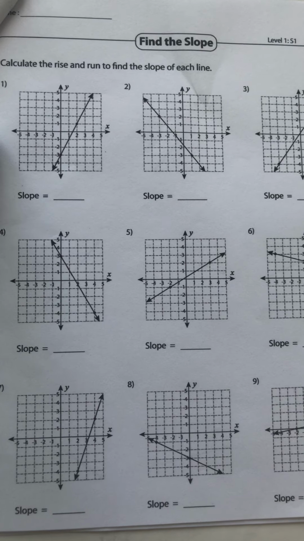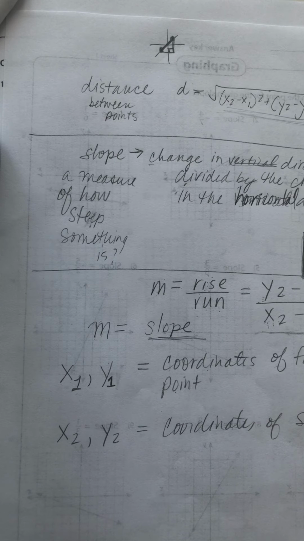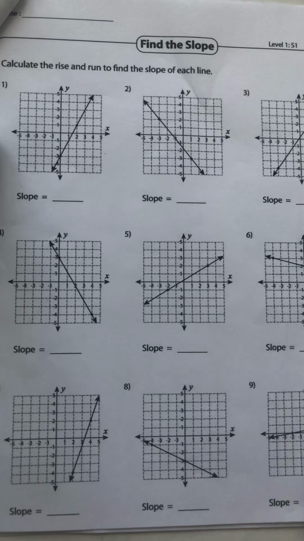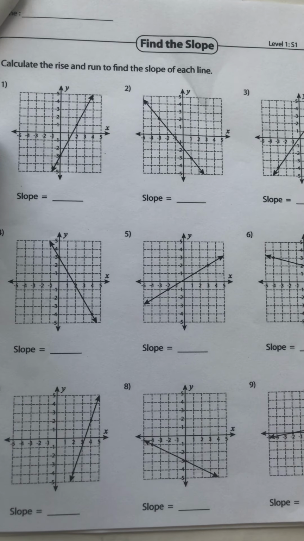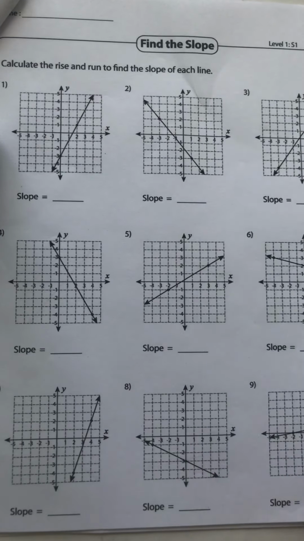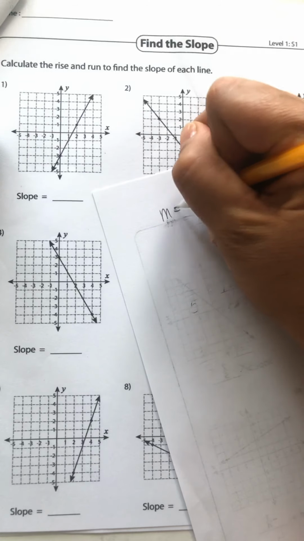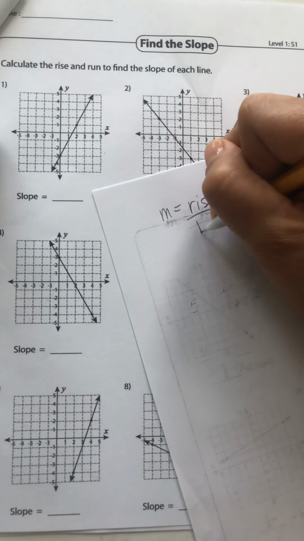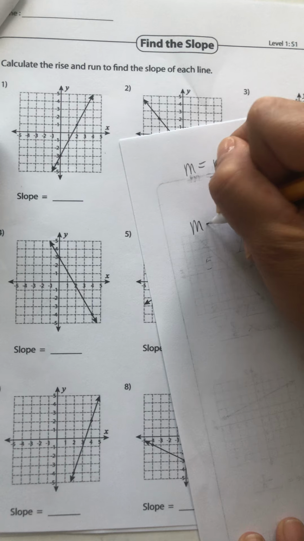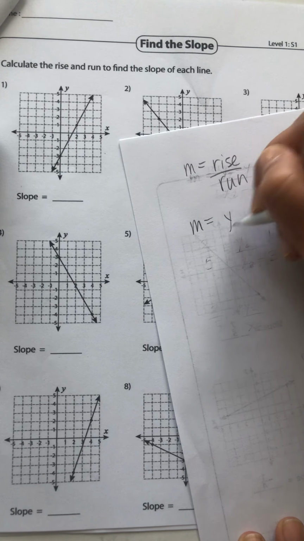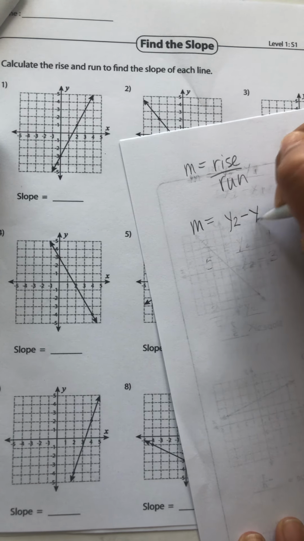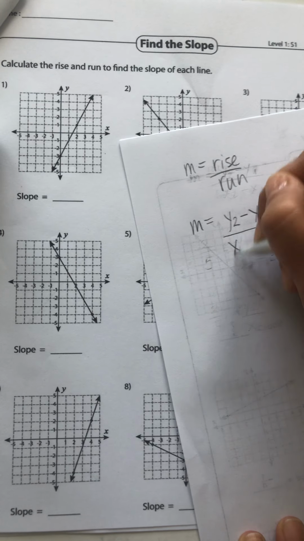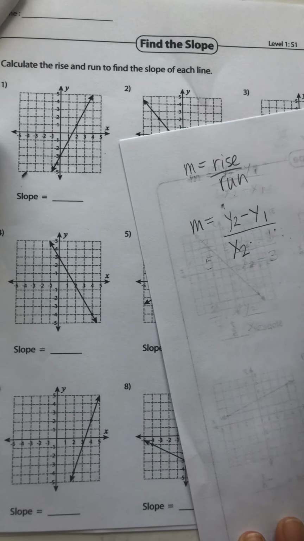The next thing that we're going to go over is actually finding the slope. That's where my original notes come in, when I'm talking about how you actually find the slope using 2 points on a line. So we're going to practice using our formula, m equals rise over run. That means m equals y2 minus y1 over x2 minus x1, okay?